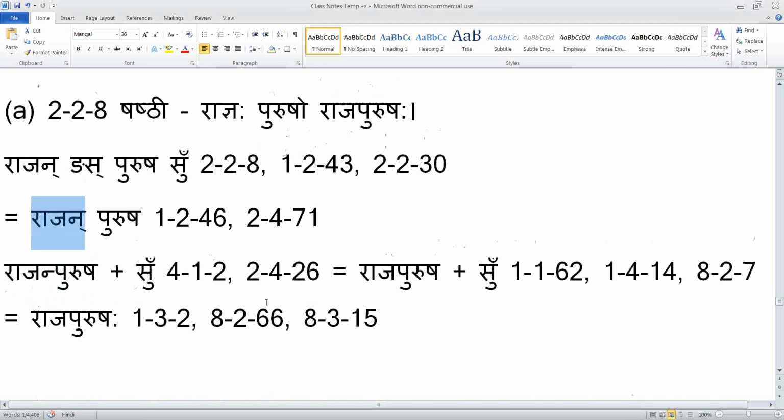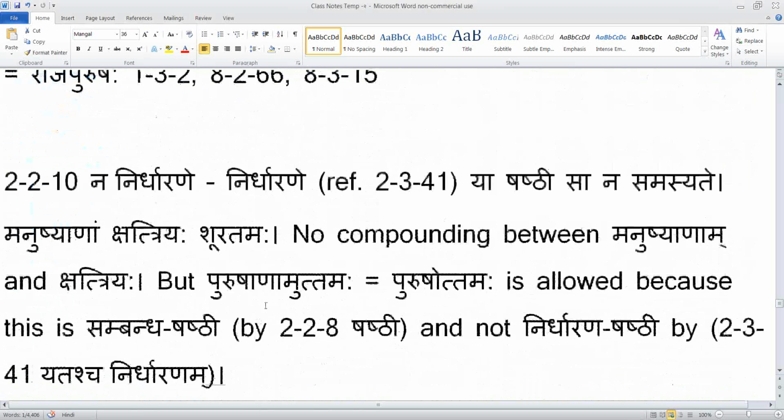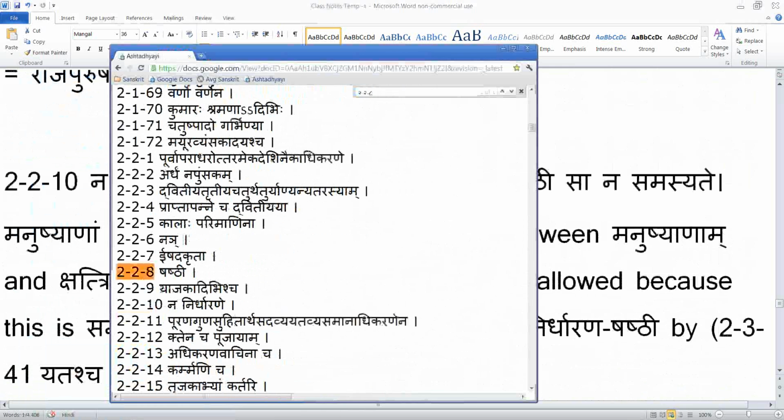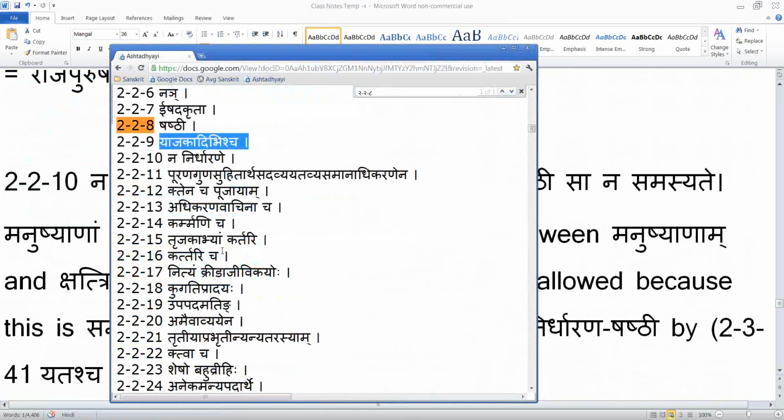Now we came to which Shashtis don't compound. And that starts from 2 to 10. Now what is the 2 to 9 in between doing over there? Because we said 2 to 8 is sutram Shashti. Now 2 to 9 is a counter exception. Yajakadi is a counter exception. Some of these Shashtis are being debarred from compounding down here, but if they belong to the Yajakadi gana, they can compound. Shashti can compound with these.